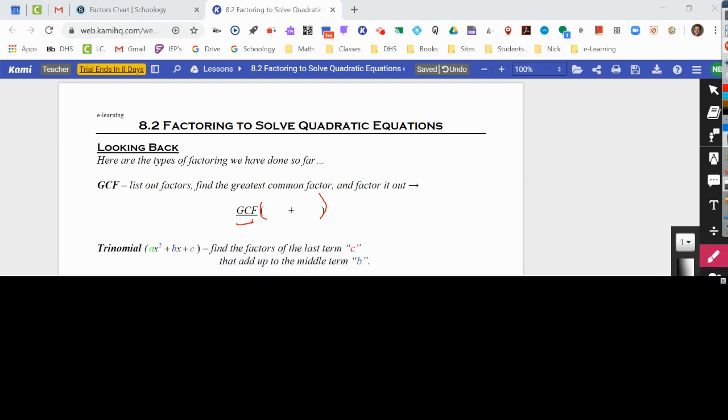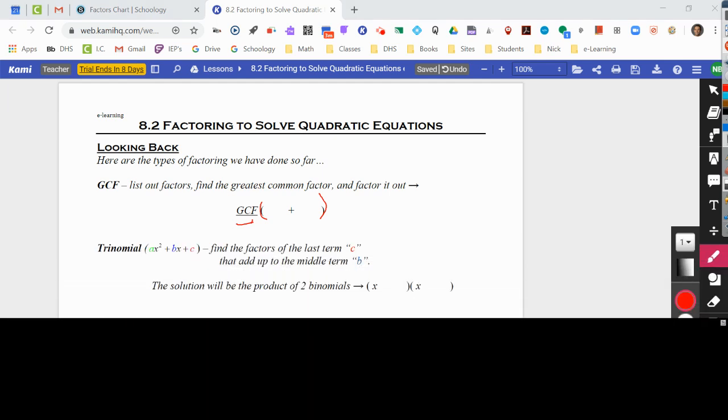All right, and then the second type of factoring we did was these trinomials, the ax squared plus bx plus c. This is where we found the factors of that last term, or my c value, that added up to that middle term, or my b value. And here, our solution was a product of 2 binomials. This is where we had our 2 sets of parentheses with an x and another x. So we're using those t-charts to list out our factors. So these 2 skills are what we're going to use today, plus that zero product property. So this is going to kind of combine all these skills together here.